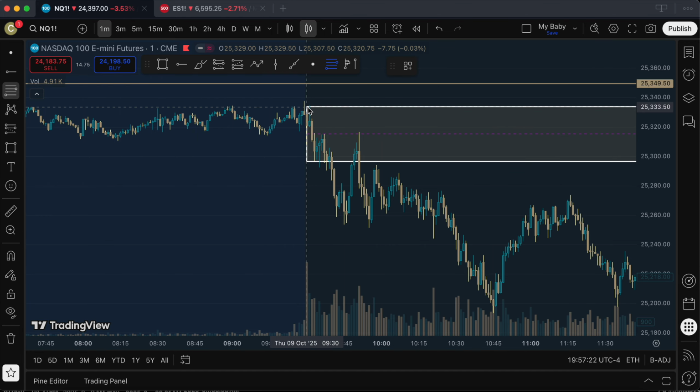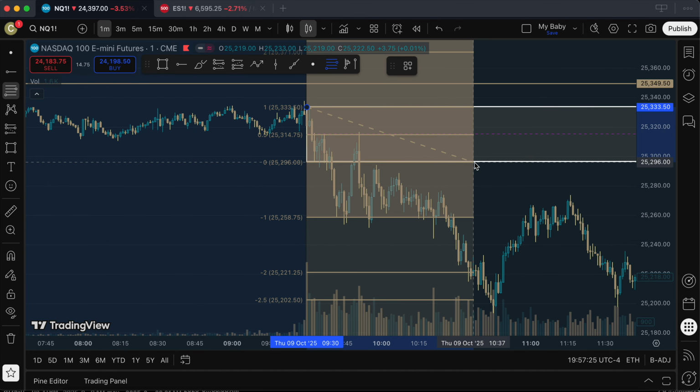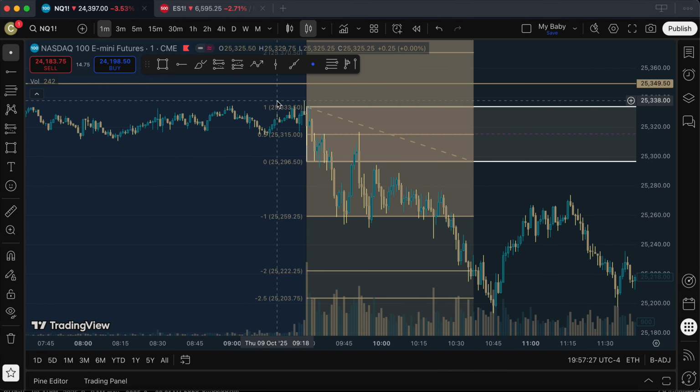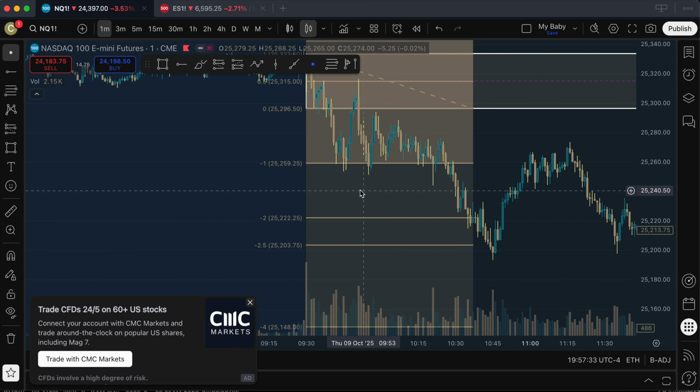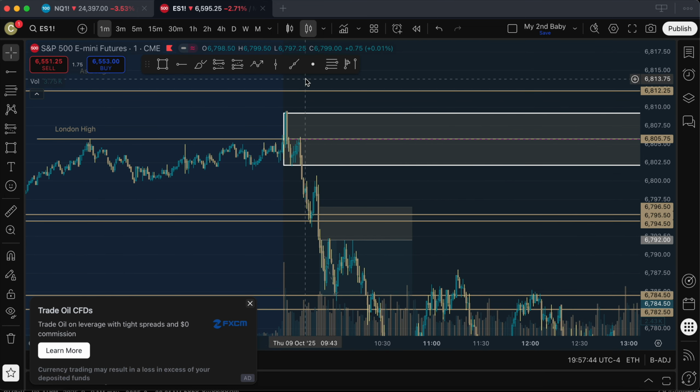But let's say I use the Fibonacci tool, right? So Fibonacci tool, I have 1, 0.5, which is the mid-range of the ORB, and then 0, and right here. So once again, this is an area where price is very likely to go once it breaks the ORB. Same thing here on ES. Watch, you'll see.